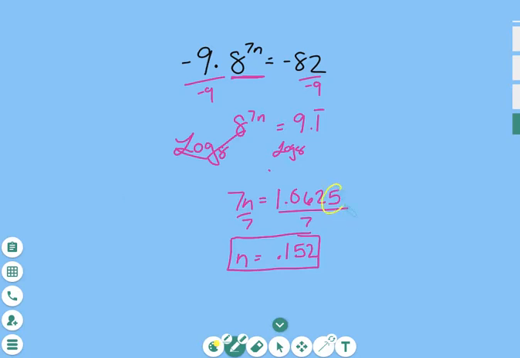You may have noticed that while I'm solving, I always tend to round one number further than I actually need. So here I rounded to 4 decimal places, and my final answer was in 3 decimal places. That's just to help avoid some of the rounding error that we might normally have. So I just go extra decimal places before I get to my final answer, just to make sure I'm a little bit more accurate in my final answer.